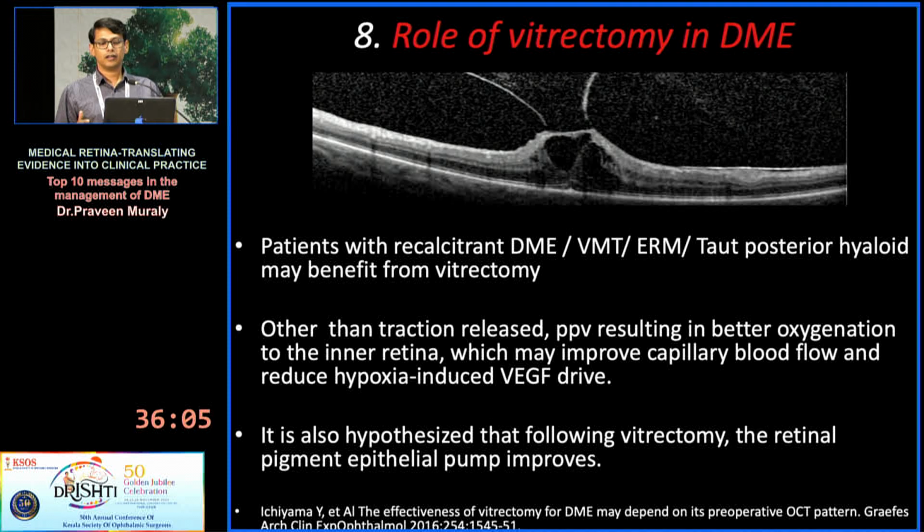When we consider surgery for patients with DME, we can go ahead when there is a VMT, ERM, STOT, posterior hyaloid traction. These are the main indications. The role in recalcitrant DME is doubtful. A large series which came recently shows not much advantage. Other than the traction which is released during the surgery, other hypotheses which are given are that it can help in better oxygenation to the inner retina, can improve the capillary blood flow, and reduce hypoxia-induced VEGF drive.